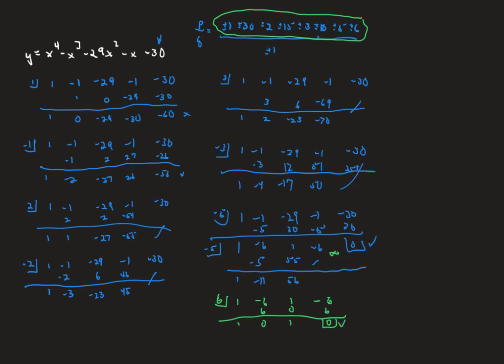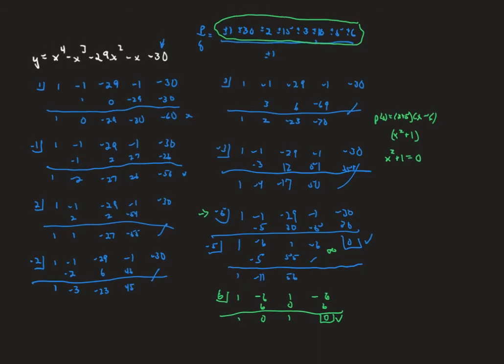So now what we have is our partial factorization. So far we've got p of x is equal to x plus 5, because the -5 gave us a 0. And then we've got an x minus 6. That's from that last one we got. And then the coefficients across the bottom are going to be x squared plus 0x plus 1. So the remaining factors are going to come from x squared plus 1. But this is a sum of two squares, and that isn't going to factor.